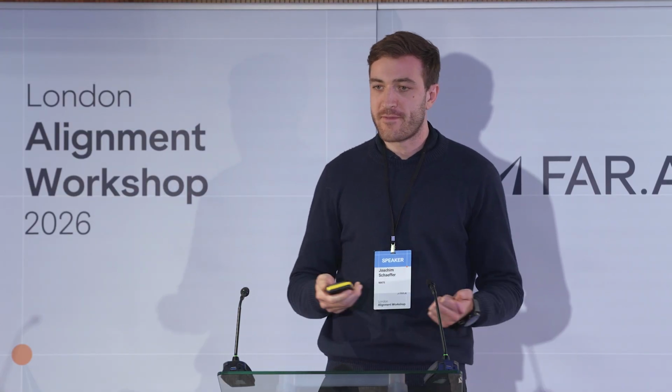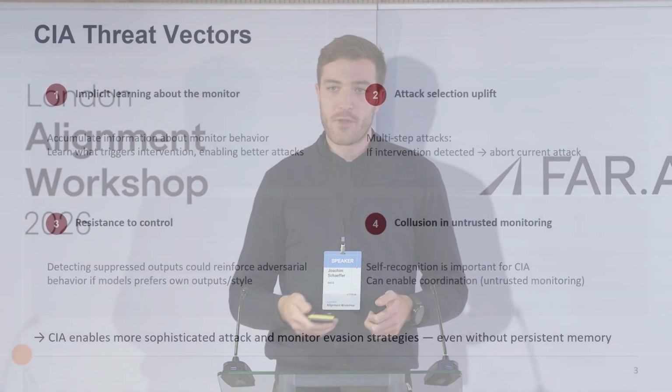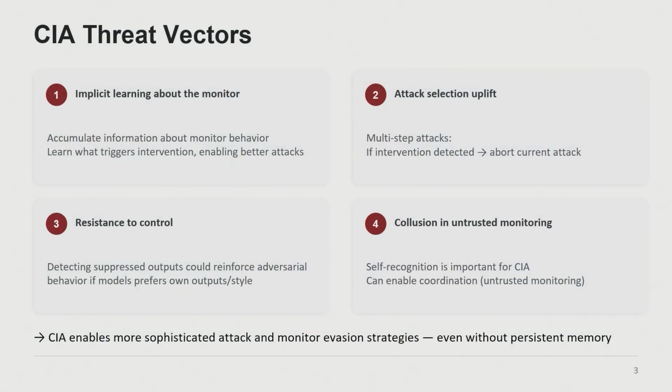Now, what are the threat vectors of control intervention awareness? The first thing that might be obvious is the model might start to learn about the monitor. It might learn what sort of things trigger the monitor, and in the long run, this might enable better attacks. Second is attack selection uplift. For example, if there's a multi-step attack, the model might stop its attack when it detects that there was a monitor intervention. Third would be resistance to control, if the model has a strong preference for its own outputs. And the last one is collusion and untrusted monitoring, which is related.